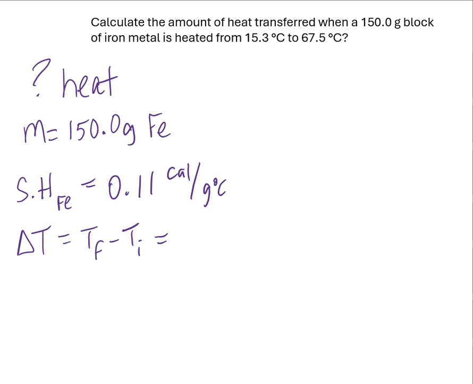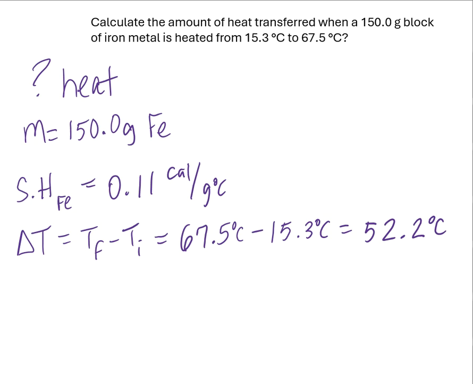It told us that we were heating it from 15.3 degrees Celsius to 67.5. So that means that we're going to end up at the 67.5 degrees Celsius. That's our final. And we started with 15.3 degrees Celsius. That's our initial. So once we get the difference in those two values, we'll have a delta T value of 52.2 degrees Celsius. And so now we can determine the amount of heat that is needed.